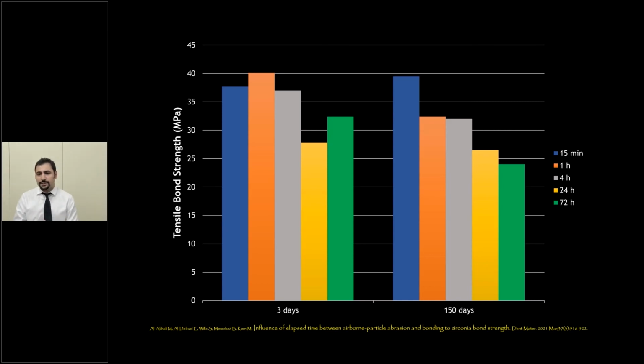And again, the reason is that once we sandblast it, the surface energy is so high that it's going to absorb everything from the surroundings. The dust in the lab, later on saliva in the mouth, so it's going to absorb everything. So it's best to refresh the surface.